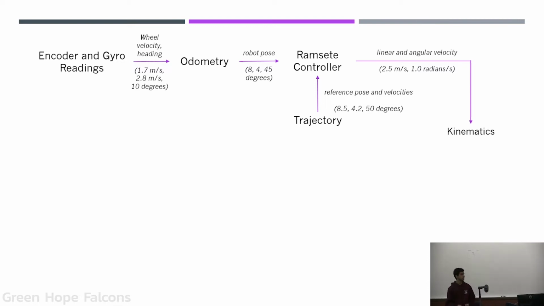Does anyone know what linear and angular velocities are? Any guesses? Okay, let's start with linear velocity. Do you know what linear velocity is? Speed in a straight line. Yep, so it's speed in a straight line. So if it says 2.5 meters per second, the robot will move 2.5 meters in 1 second. So it's basic speed. Angular velocity is the rate of change of the angle.